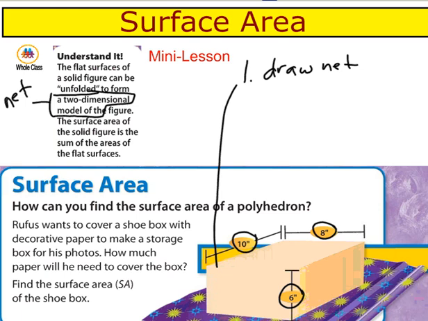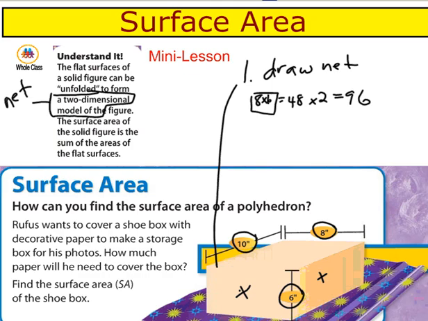If you don't want to draw the net, you could also say, okay, this one right here, I know it's an 8 by 6. So I know that's 48, and I know there's two of them. So I know that would be 96. So I have the front and the back covered.